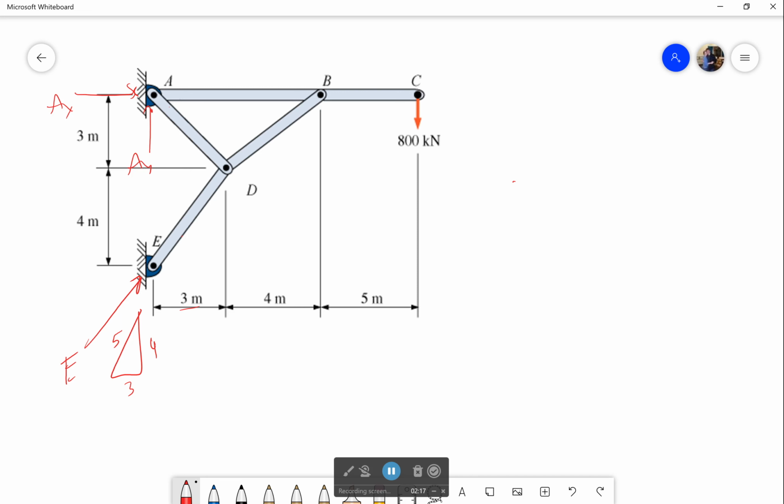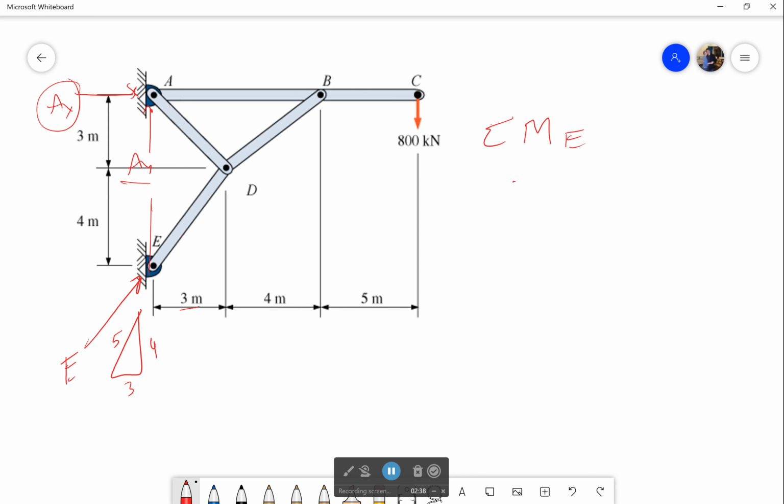Okay, but continuing onward. So, I'm going to take the sum of the moments around point E. If you're wondering why point E, it's because it's angled and I really don't want to have to deal with it right now. And AX is not angled, and AY actually points through this, so I don't have to worry about it. It makes it simpler in my mind.